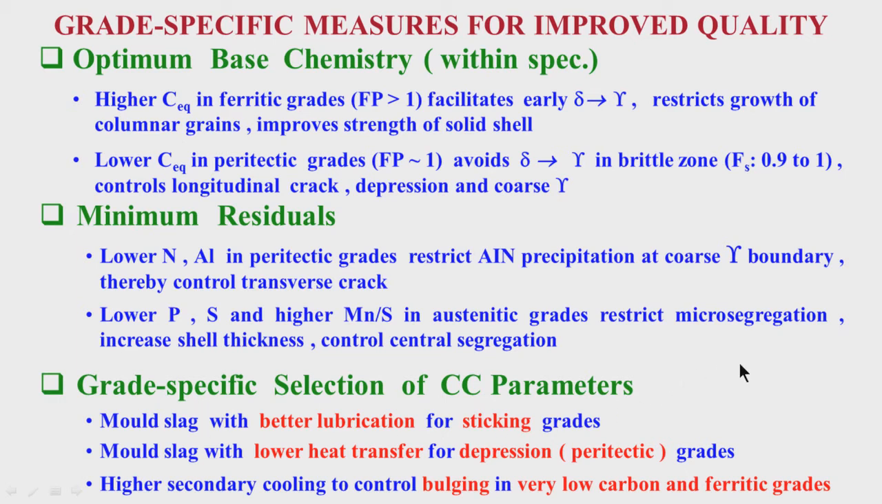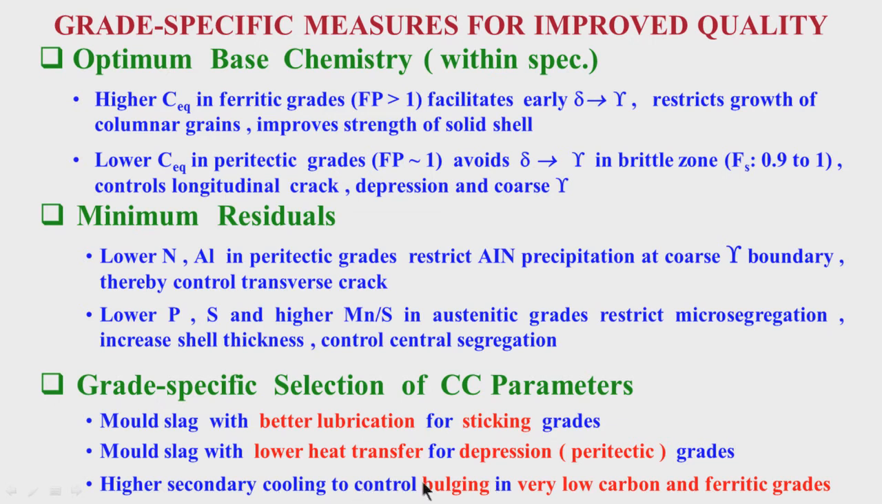So if you understand the solidification characteristics, we know that it is a sticking grade for, say, very low carbon or ferritic grades like 430 or maybe silicon steel. These are all very prone to sticking, and below the mold it will indicate bulging. So there also something has to be done. As I mentioned, secondary cooling has to be high to control bulging in very low carbon and ferritic grades, silicon steel, and ferritic stainless steel 430. So their secondary cooling intensity and distribution will play a very important role, and the mold slag has to be such that you get better lubrication.